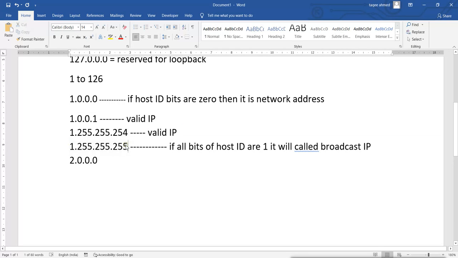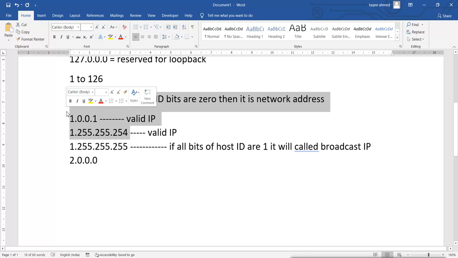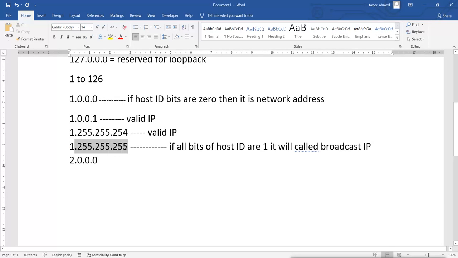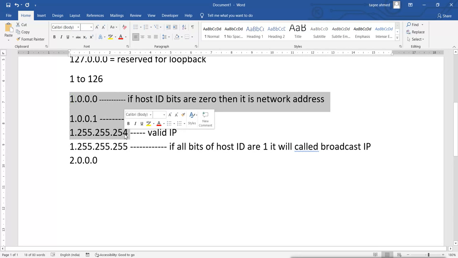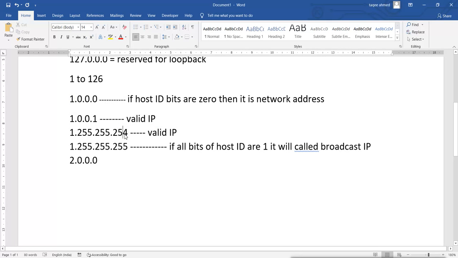Like if you want to broadcast any message under this network, to all the machines under this network, and you want that all these machines should get the broadcast message, you can send it on this IP. This is this network's broadcast IP. So it will send the message to only this network. It will not send this message to any machines of any other network.